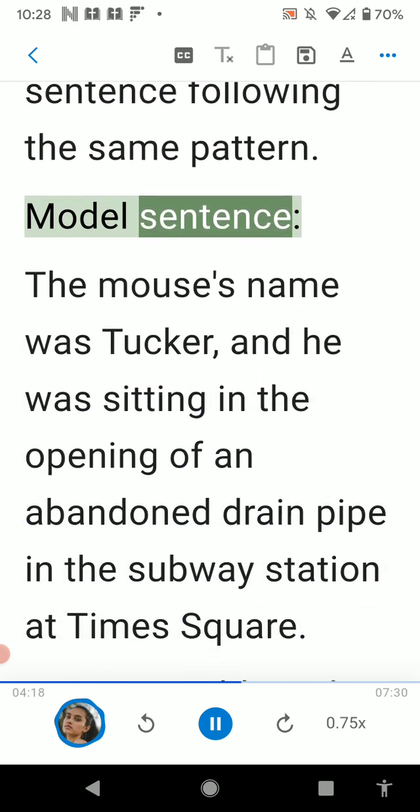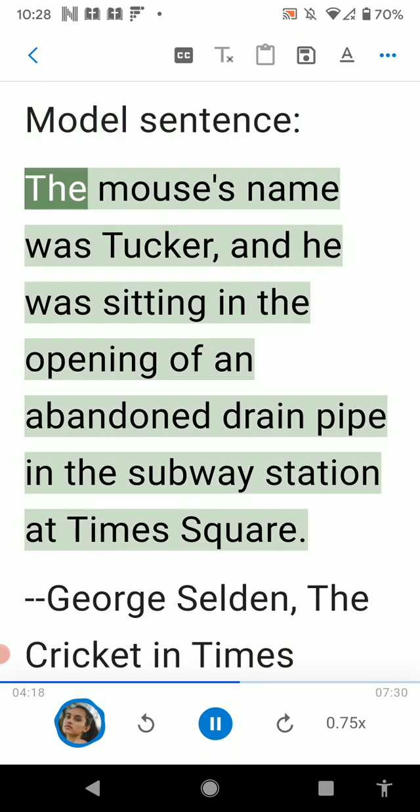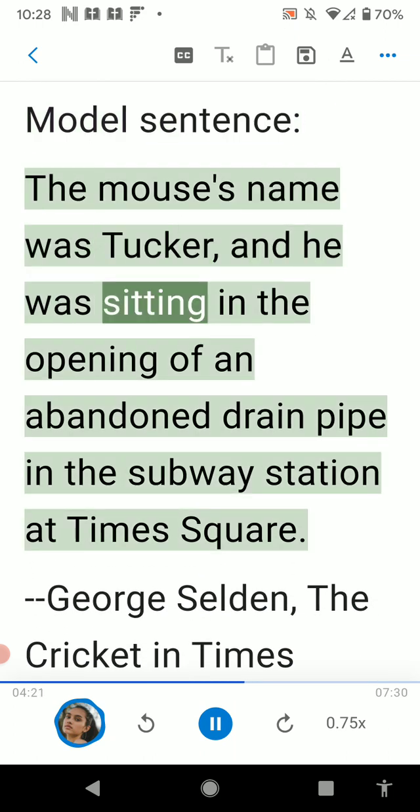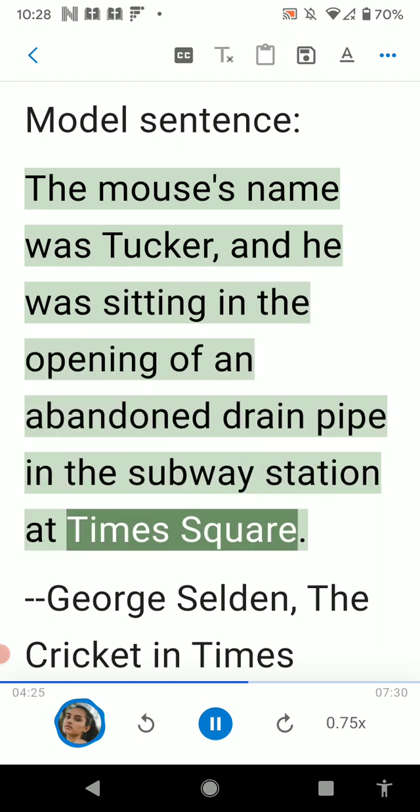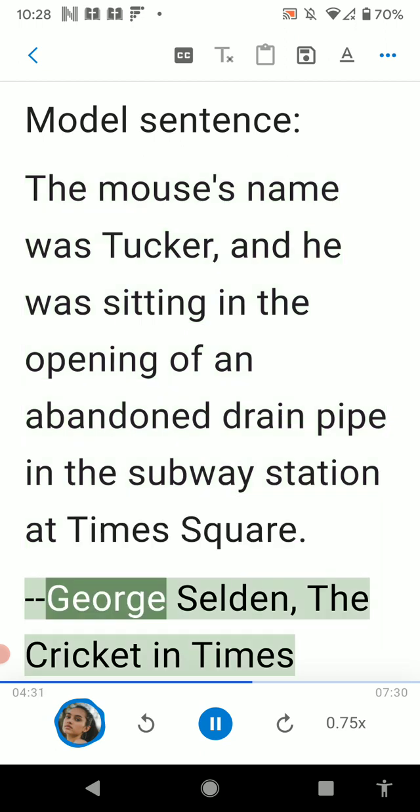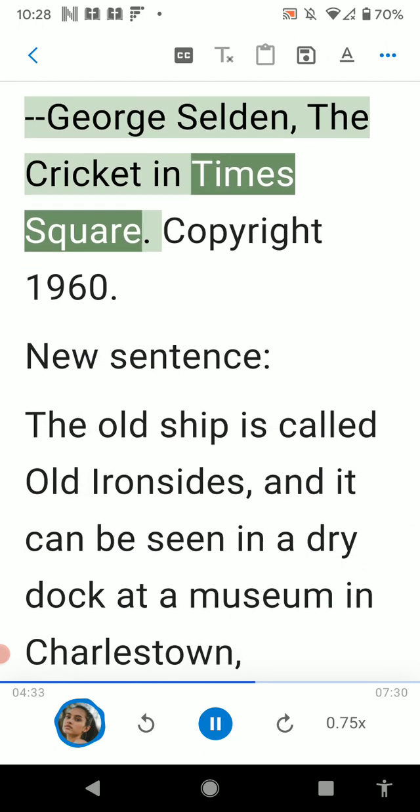Model sentence. The mouse's name was Tucker, and he was sitting in the opening of an abandoned drain pipe in the subway station at Times Square. George Selden, The Cricket in Times Square.